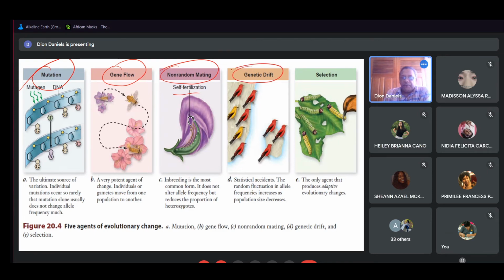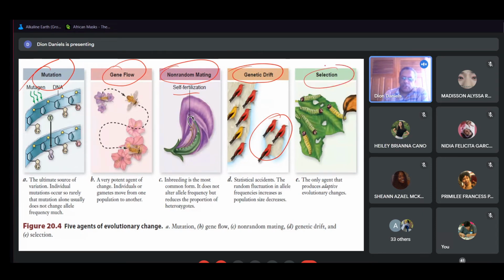Genetic drift. This is the random fluctuation in allele frequencies that increases as population size decreases. You get genetic drift when you have migration as well. Organisms move from one area and go and populate a different area. All right. And so you can have a shift in terms of the genetics in a particular area.